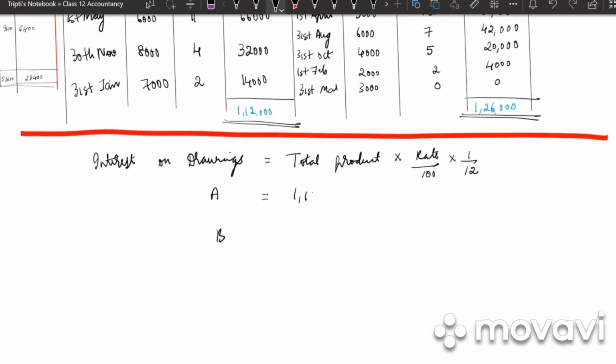A total product is 1,12,000. What is the rate they have given us in the problem? They have said the rate of interest is 15%. So it is 15 by 100 into 1 by 12. 1,400. For B it is 1,26,000 into 15 by 100 into 1 by 12. We get 1,575.